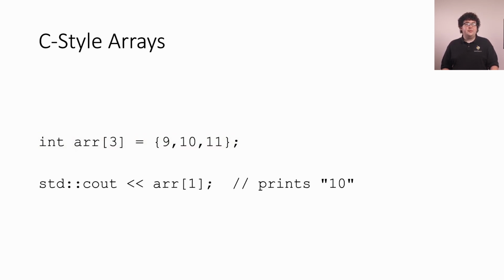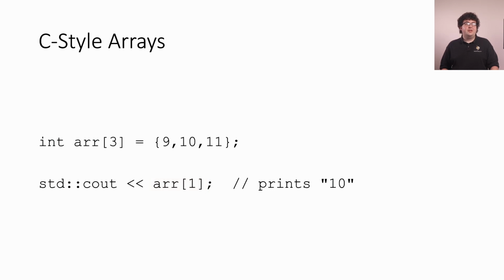With this array declared, we can access each of the elements like this. We put the name of the array followed by square brackets around the index of the element we want. The first element is at index 0, and the index counts up from there. In this example, we're asking for the second element using index 1, and the value we would get is 10.